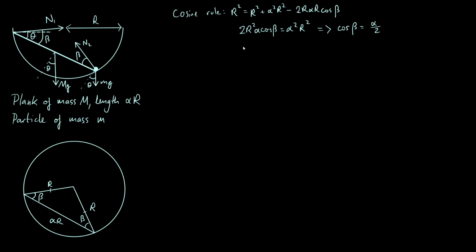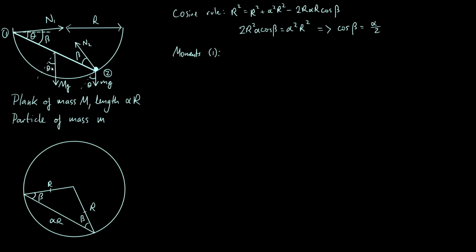The first thing I'd like to do is take moments. If I label a few points, let's say that the point at the top left is point 1, and these 2 points of contact are point 1 and point 2. If we take moments about point 1, what are we going to get? Well, we don't have to consider the force n1, because that acts through point 1.